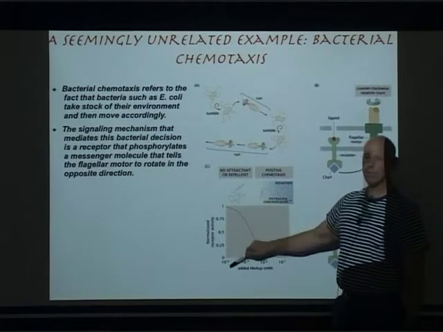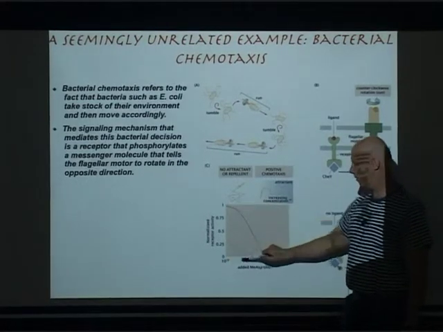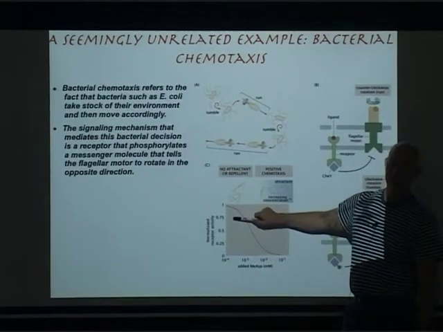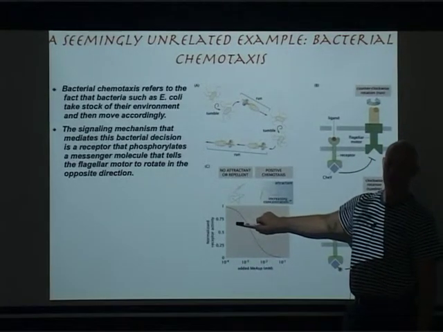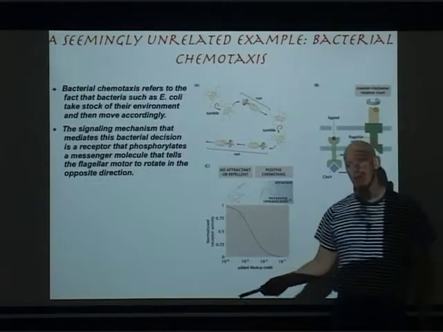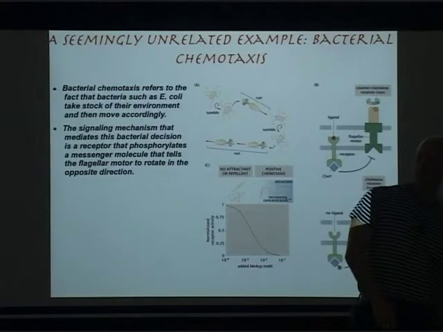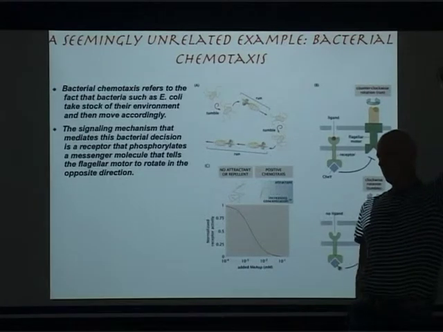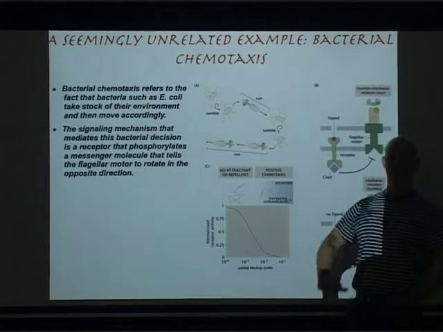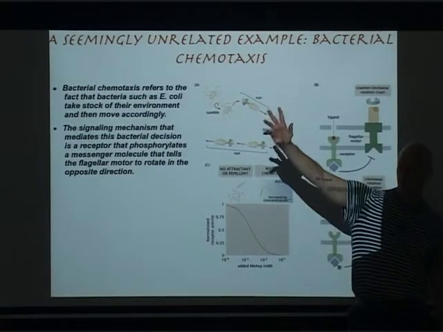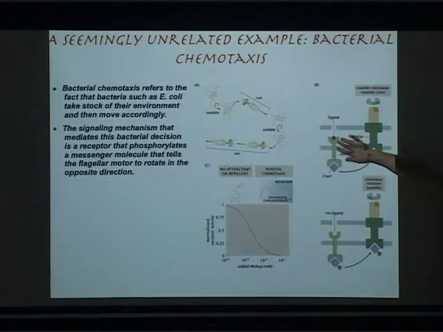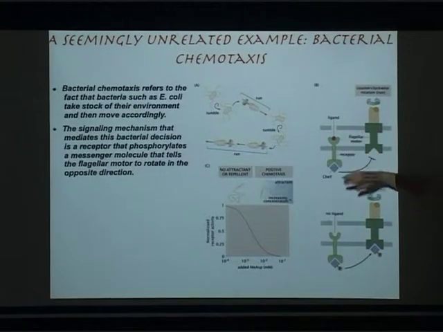So this is receptor activity as a function of chemoattractant. If you don't have much chemoattractant around, then the receptor is active, which means the signaling molecule goes to the motor and says reorient, and you reorient. If there are chemoattractants around, you suppress reorientation. All right? So that's the idea. It's implemented by this machinery.